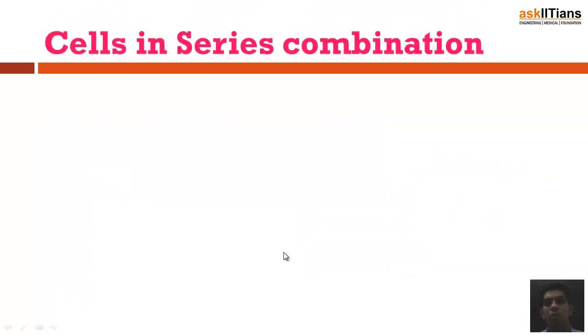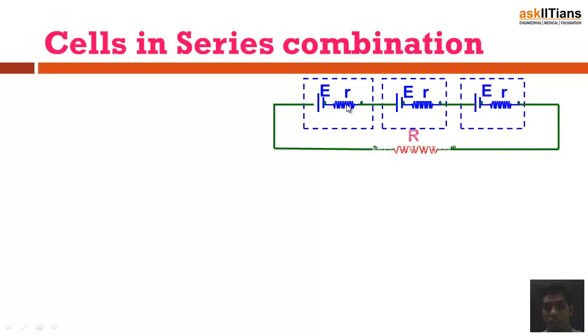So now we'll try out the different combinations of cells. First we will try out the series combination of cells. In series combination it looks like this. So I have a cell of EMF E and internal resistance r, and they are connected in series with an external resistance of R, and current I is being driven in the circuit.